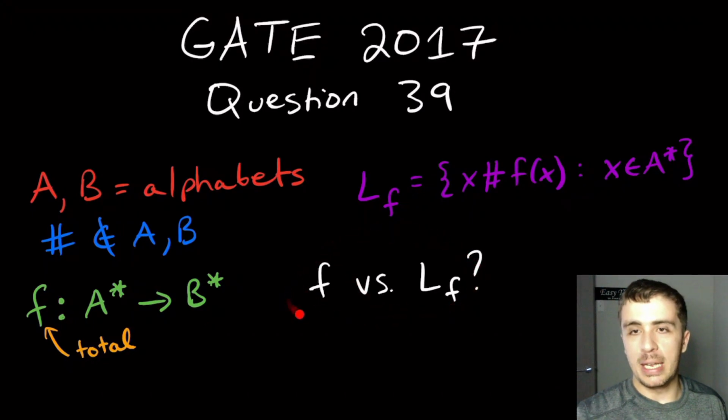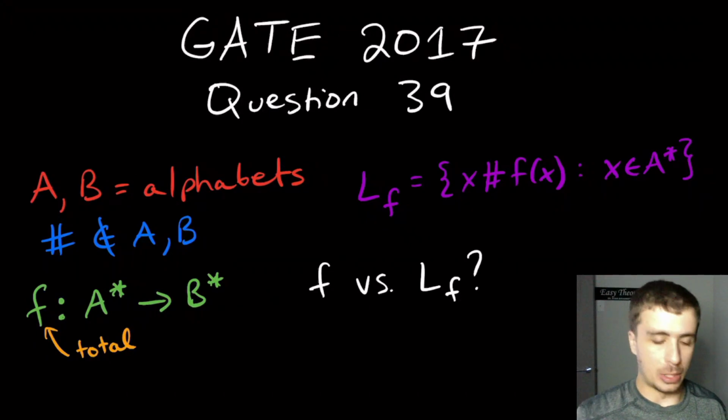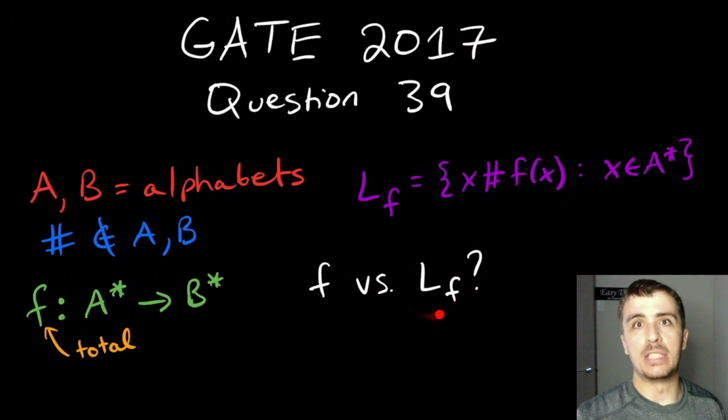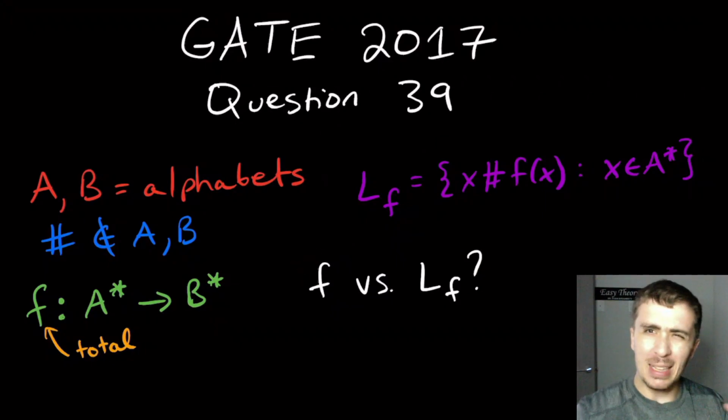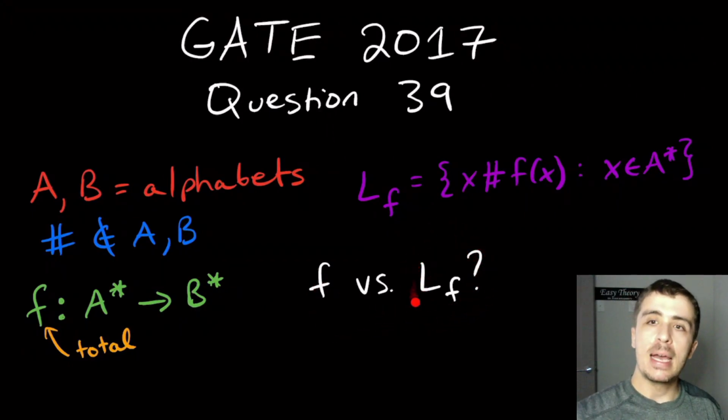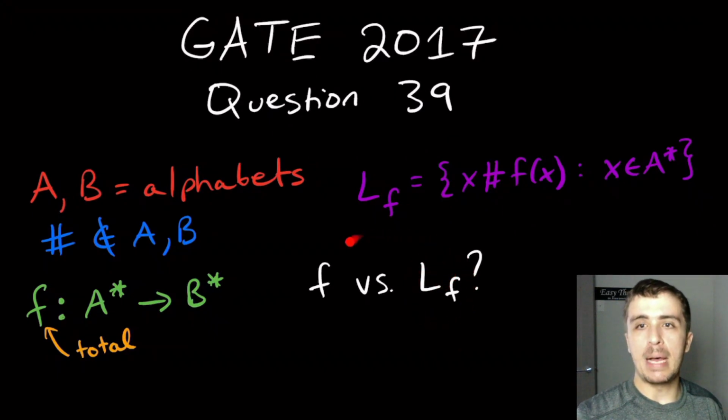So the question is, I'm not going to put the answers here. I want to actually arrive at the answer. What is the relationship between f and L sub f? Note that f is a function and L sub f is a language, so we can't directly compare them, but we want to know if f has some useful properties, what can we determine about L sub f? And if we know some things about L sub f, what does that in turn imply about f? So let's get started on this.